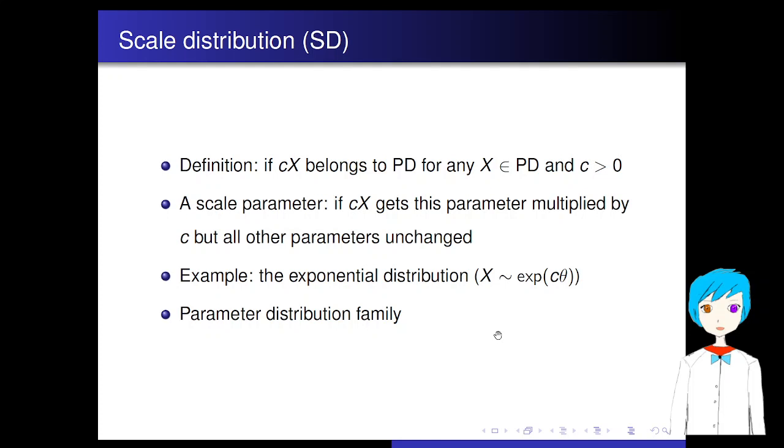An example would be the exponential distribution. So if a random variable y obeys the exponential distribution with the parameter theta, and x is cy, then x obeys the exponential distribution with the parameter c times theta. We also have the parametric distribution family. It's just a family of the probability density functions of the parametric distribution.